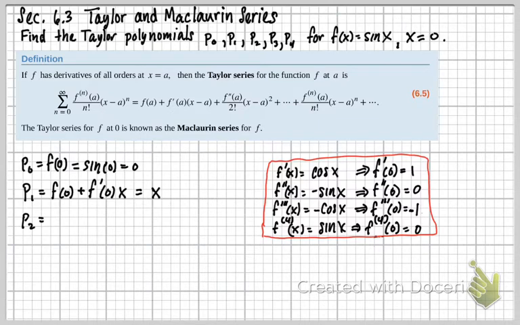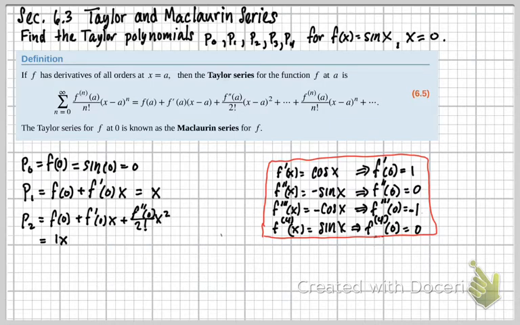So P2 then is going to be f of 0 plus f prime of 0 x plus, and then now I'm going to be doing a third one, or the second one, excuse me. So f double prime of 0 over 2 factorial x squared. And when I simplify that one, I'm going to have to go down to the next row here. F of 0 is 0. F of 1, that's going to be 1x. And then F2 is also going to be 0, so I just get x. So my P1 and P2 are the same.